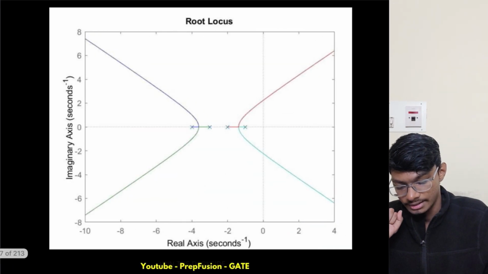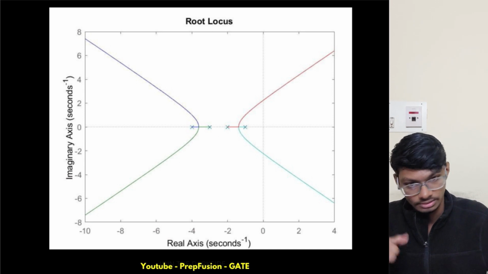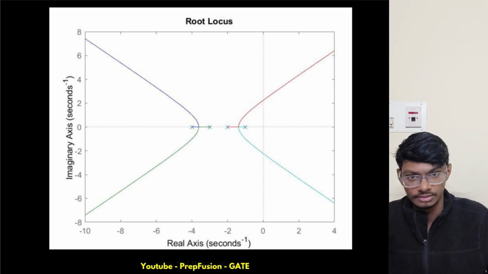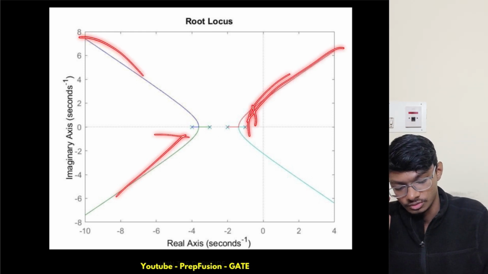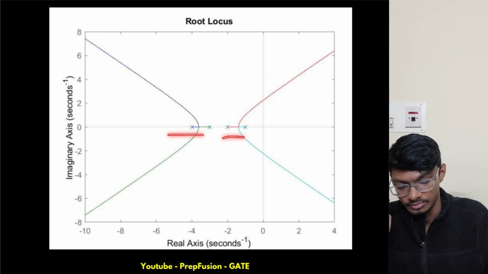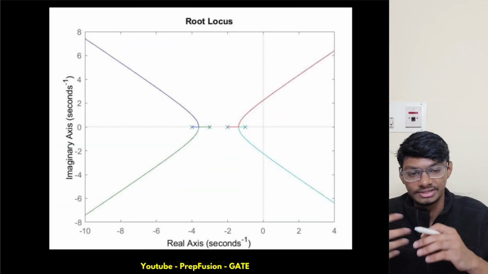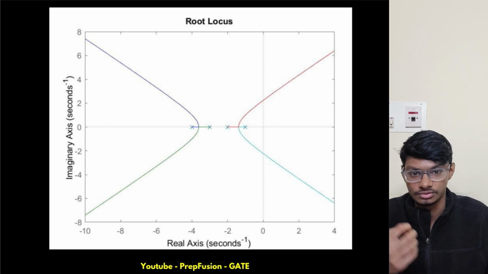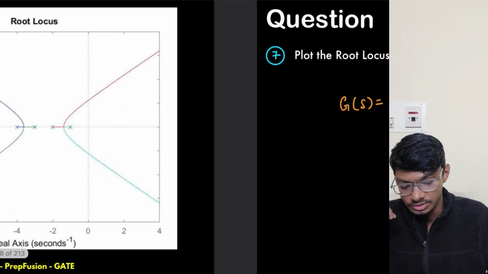And here is the MATLAB plot. I have done the MATLAB plot also, so you can do it by yourself too, whichever you are in doubt about. You can do it in MATLAB and check. It is coming exactly like this. It is crossing over here, and these are my points. Just to give you basic practical knowledge, we use this in MATLAB also. So yeah, this was it for this question. Now let's go for the next question.